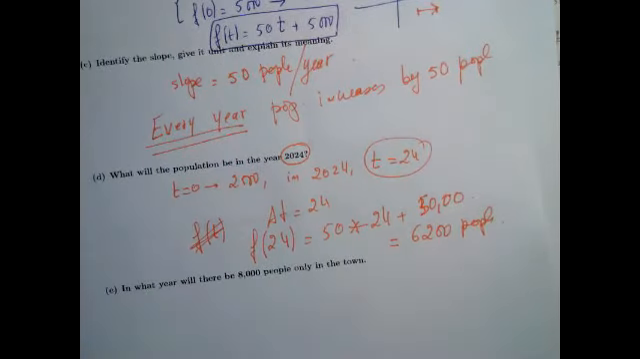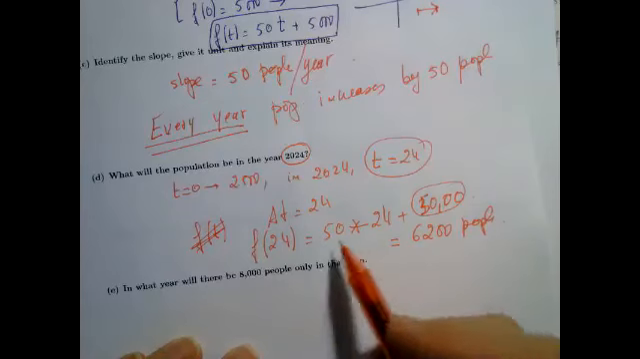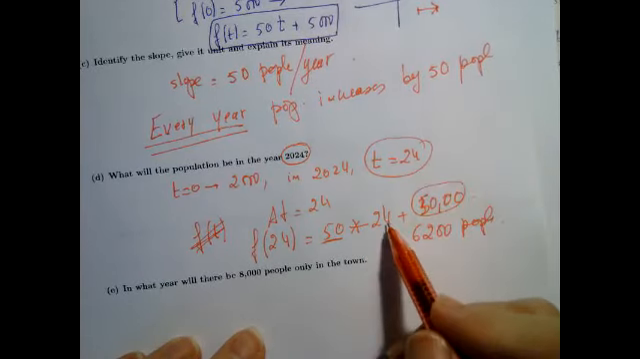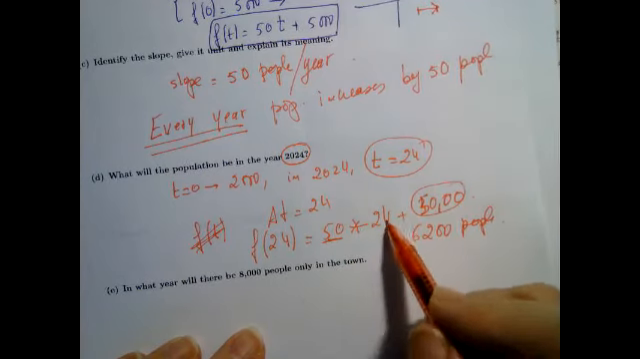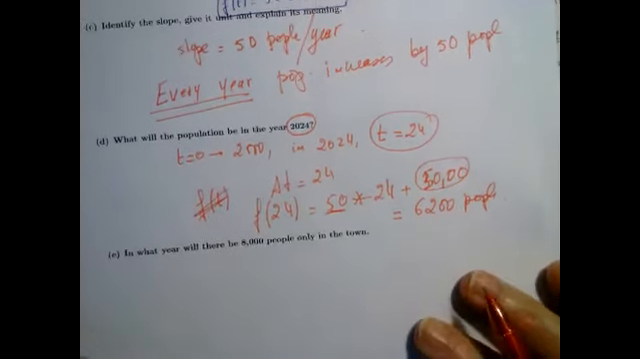Okay. And everything makes sense because we're starting with 5,000. Every year we're growing by 50. Means in 24 years, we're going to grow by 24 times 50. So we end up with 5,000 plus 24 times 50. So linearity, the formula itself makes a lot of sense.